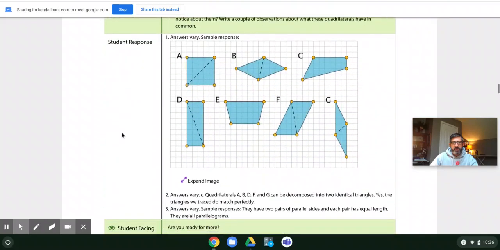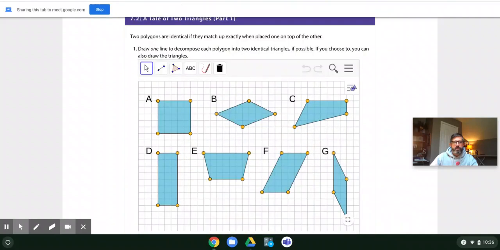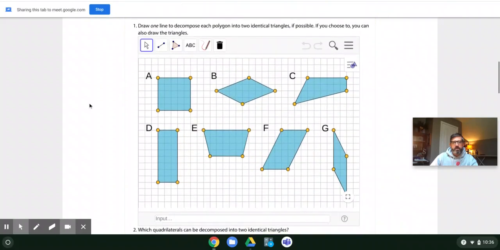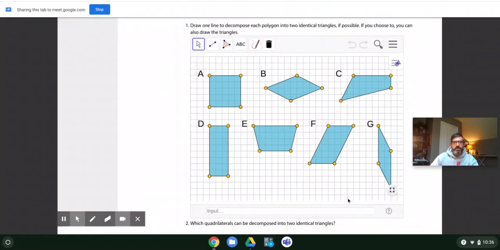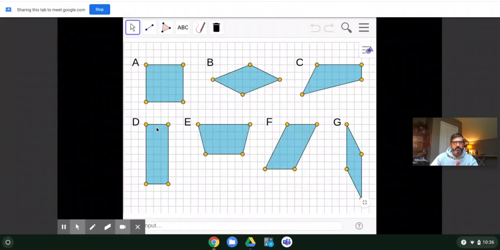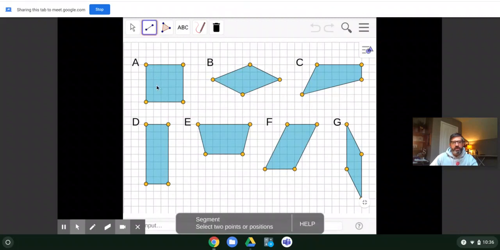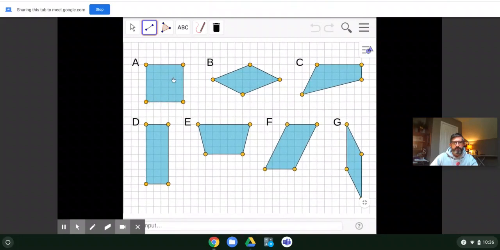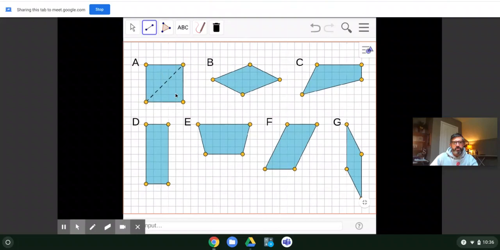So let's see how we do that. So let's blow this up a little bit so we can see it better. All right, let's take A here. So do you think we can draw a line that creates two identical right triangles? Well, let's just try. So yeah, these two right triangles look exactly the same. So that would be one.